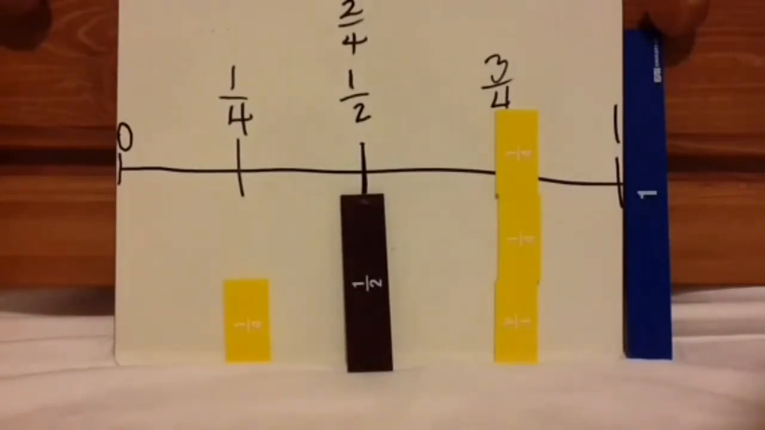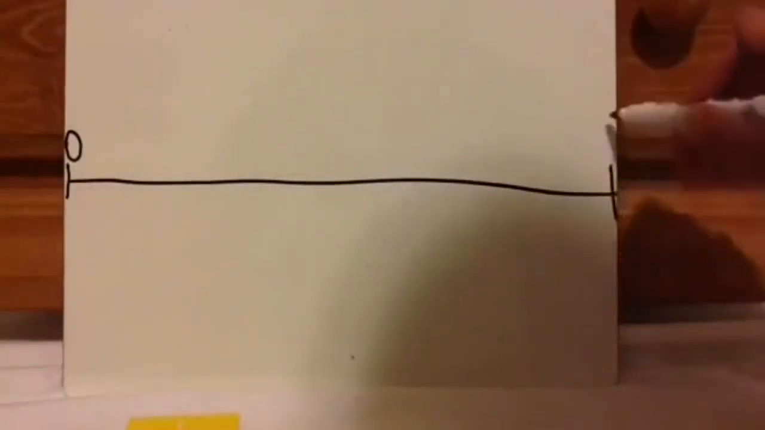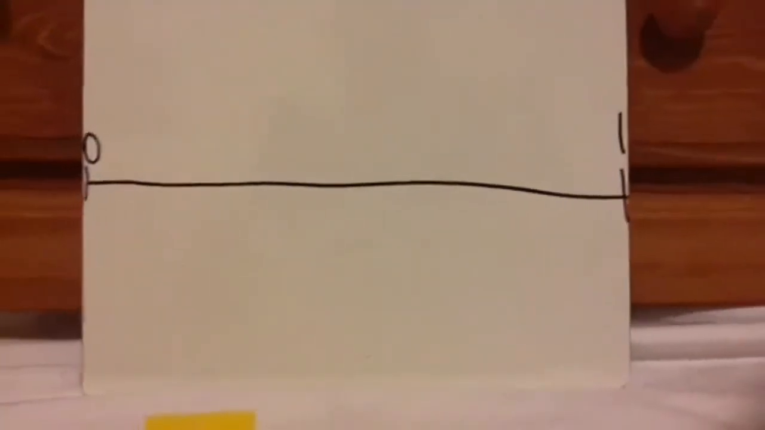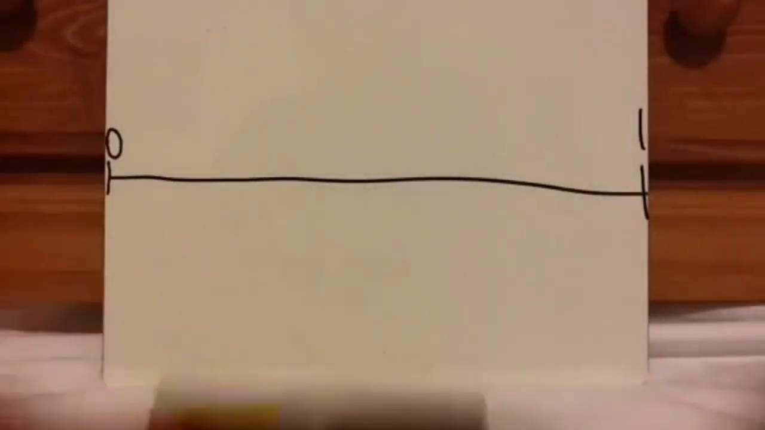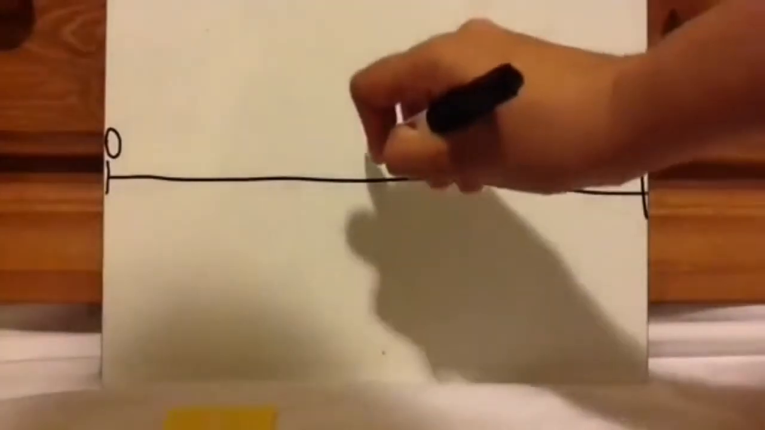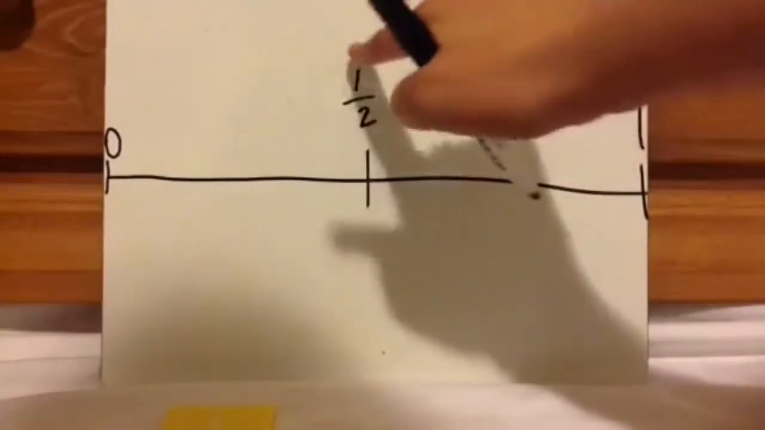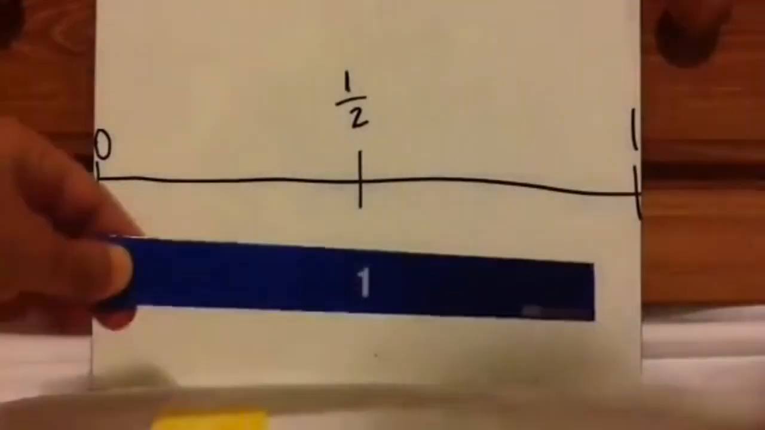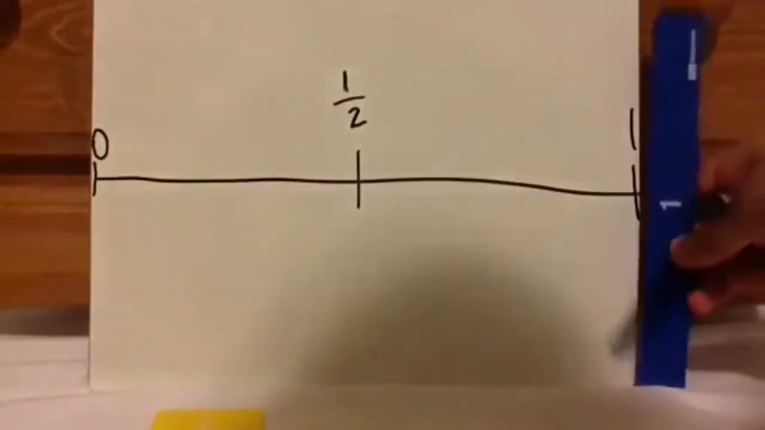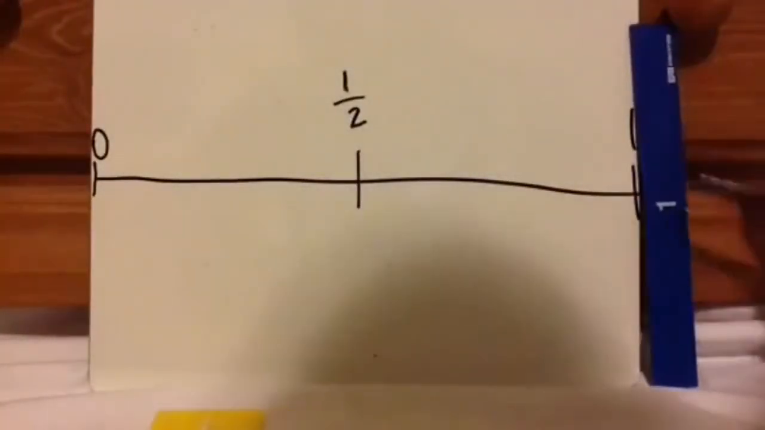So let's start looking at some examples. First thing I did was draw a number line. We're going to call this side 0. We're going to call this side 1. So if I were to say put half on there, you would obviously put it right in the middle, because half is the middle of anything. It's cutting something in half. So then this 1 bar here would be right here. So I'm going to put that right next to that.